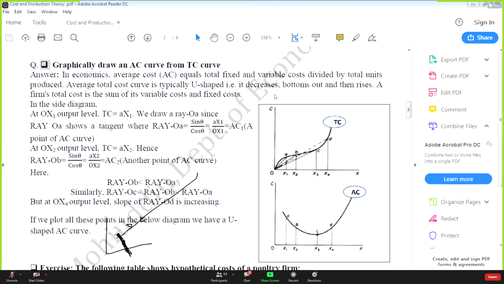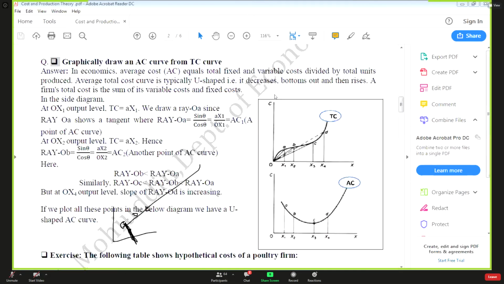Is it clear what I am trying to say? This is the first point. I don't know whether the second point is here or here. To know this second point, actually we draw this ray. These rays show what? The second ray is lower than the first ray. It means the first one's slope is higher, that is, the slope of the first one is a high amount and the second one is a low amount.